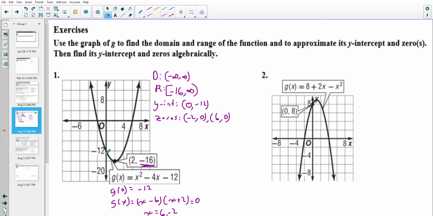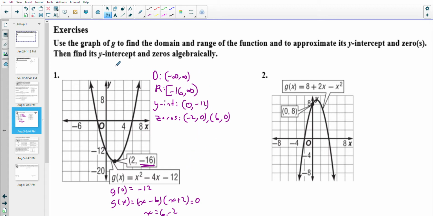Y-intercept, that's where your x is 0: the point (0, -12). And the zeros are going to be negative 2 and 6. And look how I wrote the y-intercept. I put it as a point. I'm not saying y equals negative 12, that's a line. I'm actually writing down (0, -12).